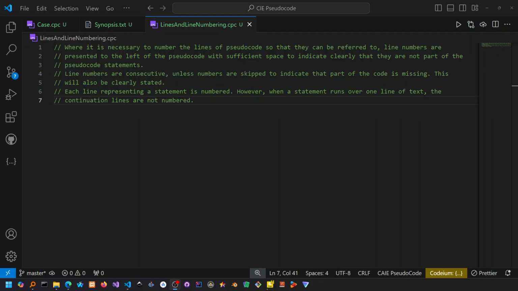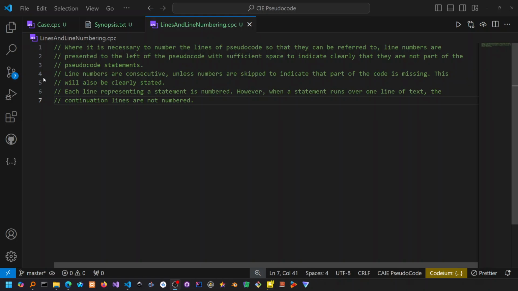This is episode 3 of the ongoing pseudocode series, and in this episode we are going to be looking at lines and line numbering when it comes to pseudocode. So for the most part, whenever you write your pseudocode, you as the programmer are not necessarily required to use lines and line numbering to depict, or to demarcate, as it were, your pseudocode.